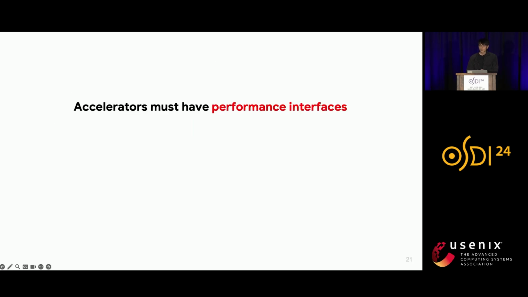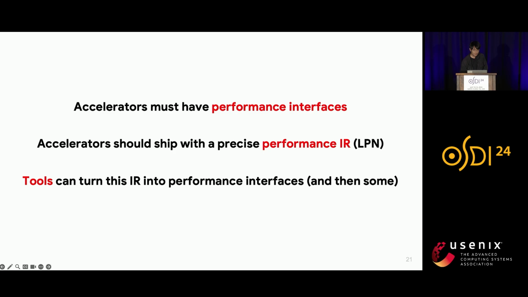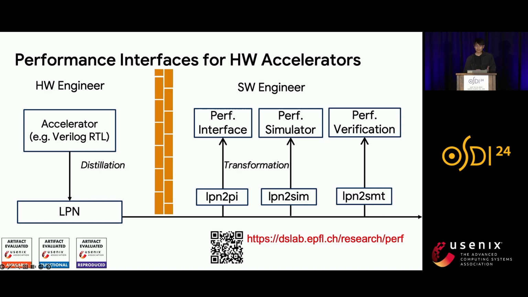To conclude, this talk made the case that accelerators lack performance clarity, and to fix that, they must have performance interfaces. They should ship with a precise performance IR, and we propose LPN for that. Tools should then automatically transform this IR into performance interfaces and many other useful representations. This work is part of a larger project on performance interfaces for both software and hardware. And on the project website, you can find the LPNs and a fully open source toolchain.